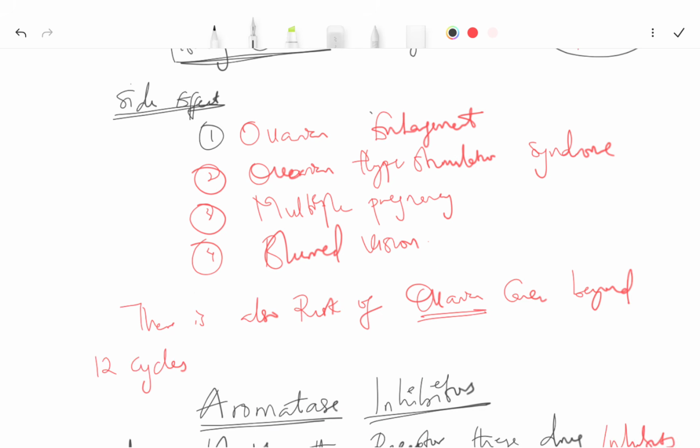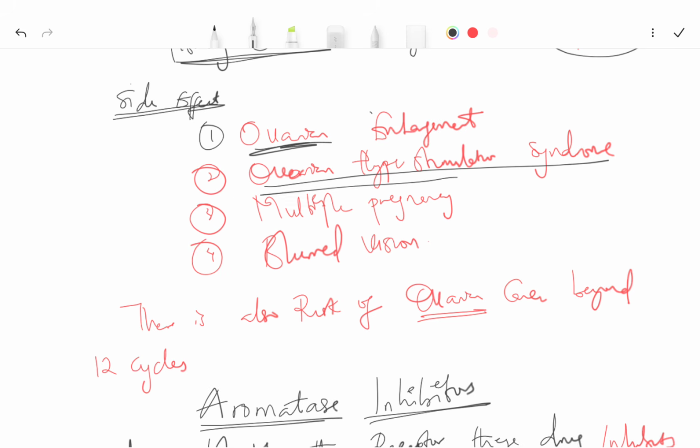Now, what do you think will be the side effect of clomiphene? Due to excess stimulation of the ovary by the FSH and LH that is being produced by the pituitary, it is going to cause ovarian enlargement. The ovary will enlarge, and if it enlarges to a certain point, it can bleed, it can cause internal bleeding. Then again, we have what we call ovarian hyperstimulation syndrome.